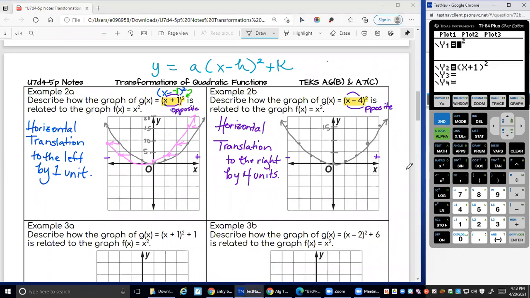Okay, so I'm going to put it in, and I'm just going to type right over it, -4. That's not a 4. 4. Step away, make sure it looks the way I want it to look. It does, and I'm going to hit graph.